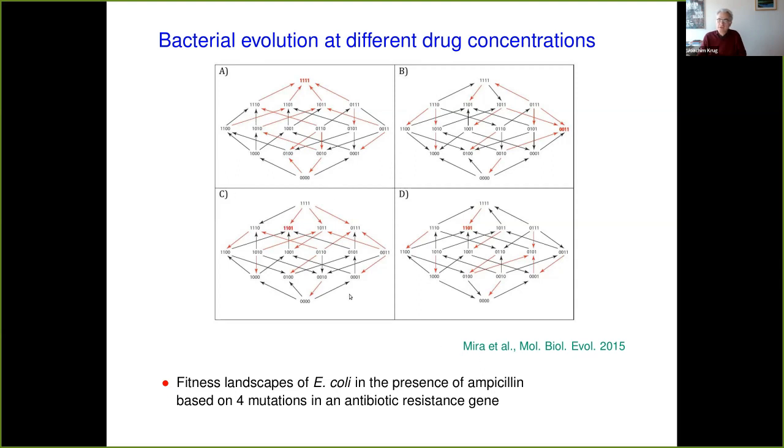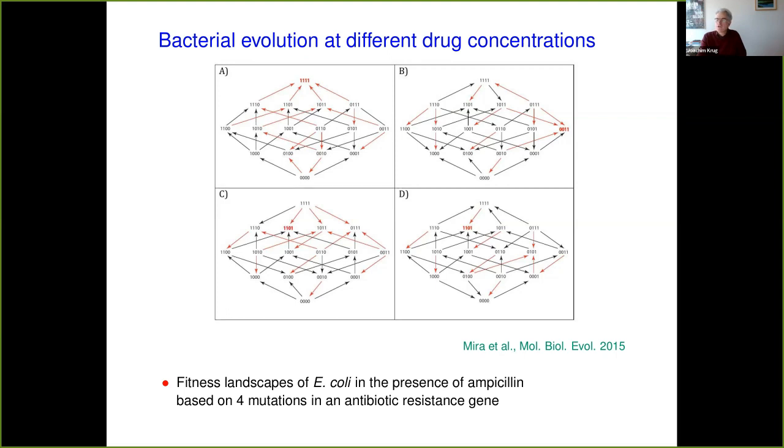And so this is an example from the group of Miriam Barlow, who looked at populations of E. coli in the presence of a particular antibiotic called ampicillin. And they looked at all combinations of four particularly important mutations that occurred in a dedicated antibiotic resistance gene. So each of these landscapes corresponds to a different concentration. And you can see that these landscapes change. So this boldface thing here is the peak. And so you see that they may or may not have the same peak, but other arrows flip around. And so that's the kind of dynamics that I want to talk about, the changing fitness landscape as a function of antibiotic concentration.